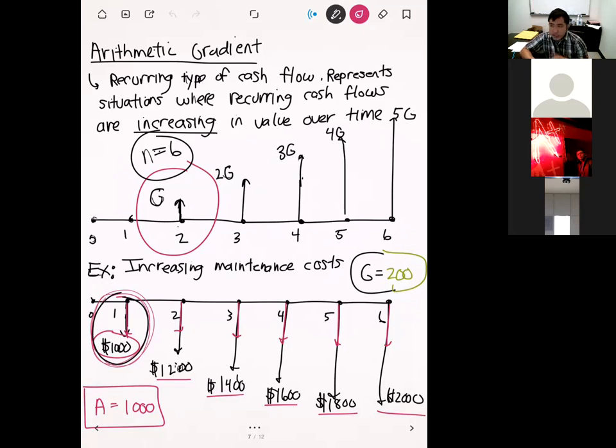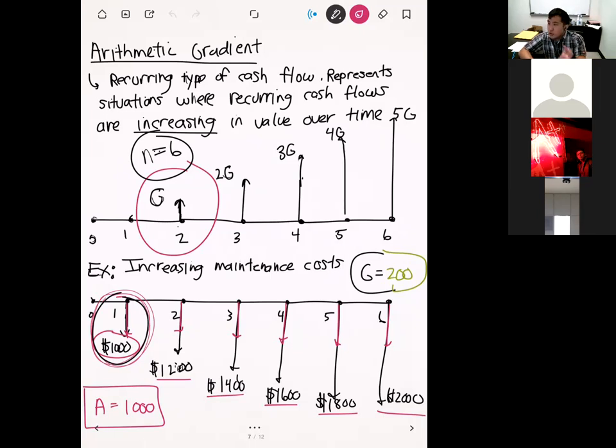Okay, and the key thing with the arithmetic gradient is that it always starts on year 2. Because if you have a situation, like we have on the bottom here, or like the example that we did, where you have a recurring cost that has a base value at year 1 and then increases after that, what you can do is split that up into a uniform series and an arithmetic gradient that goes on top of that.